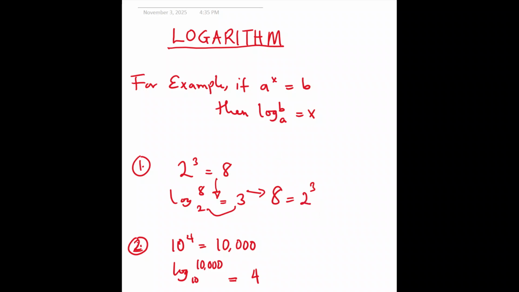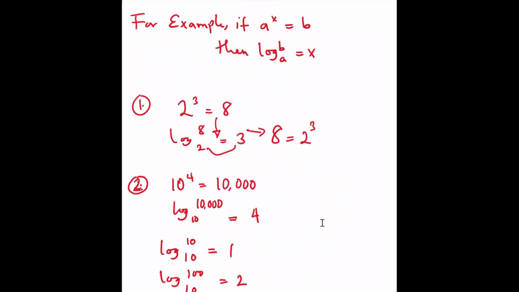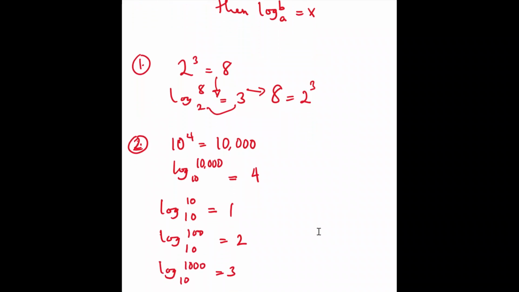One thing you need to know is that log 10 base 10 equals 1. Log 100 base 10 gives you 2, log 1000 base 10 gives you 3, and it goes on like that. It depends on the number of zeros at the back of the 1, which gives you your answers when you write it back in normal form.